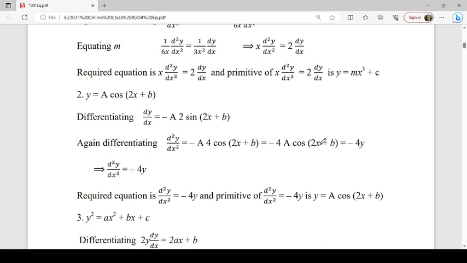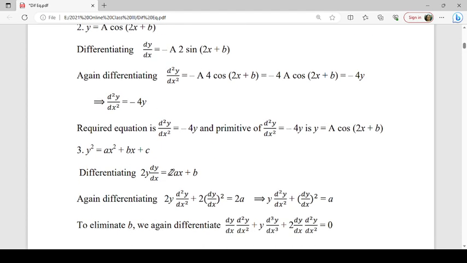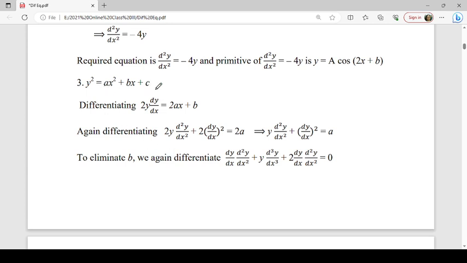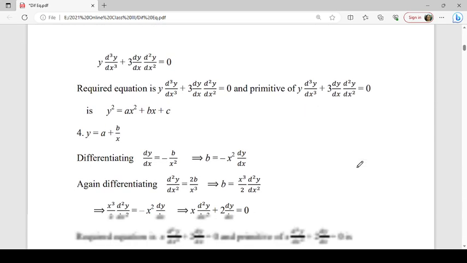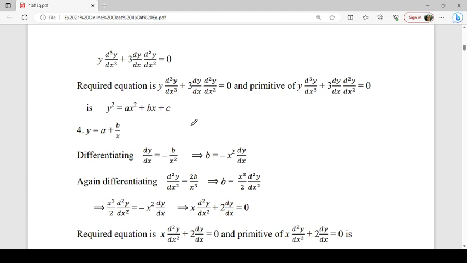In this equation, y is equal to A sin of 2x plus b, and differentiating we get 2A cos of 2x plus b, and we are eliminating this capital A and small b. Because we are eliminating two constants, we get a second order equation. In number 3, we are eliminating three constants a, b, c, and we get a third order equation. So this is the way of forming an equation.